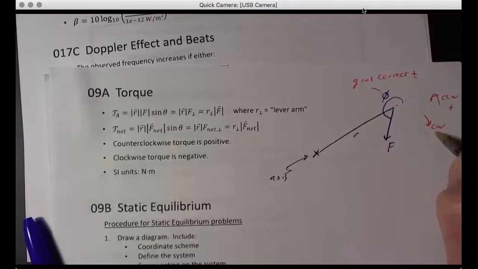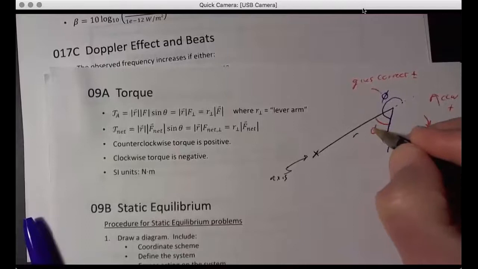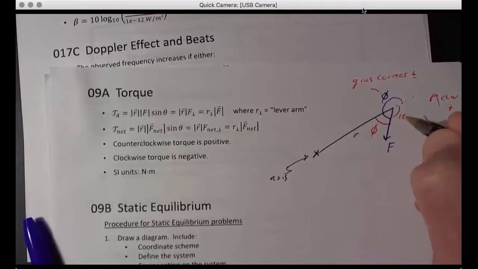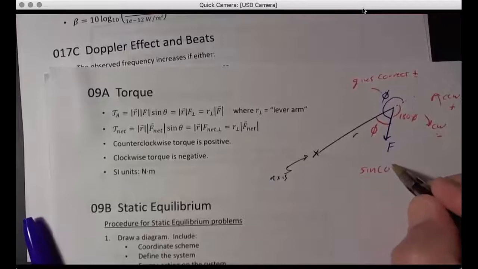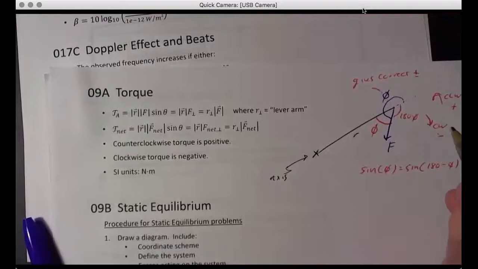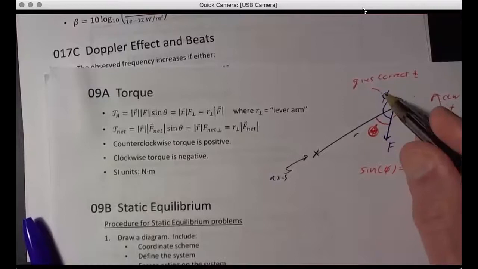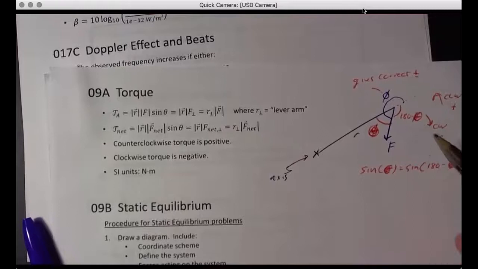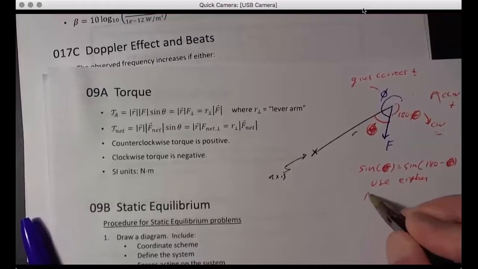If you use this as a phi, or this as 180 minus phi, then the sine of phi is equal to the sine of 180 minus phi. Actually, I should use theta here, because it's not that phi, it's theta, right? So this theta on top of phi, the sine of that is equal to the sine of 180 minus that, so it doesn't matter which one you use, but you put the sign in by hand.